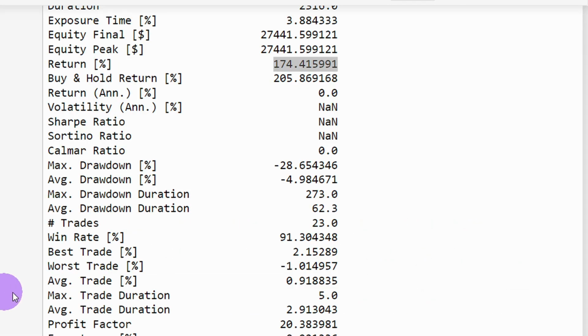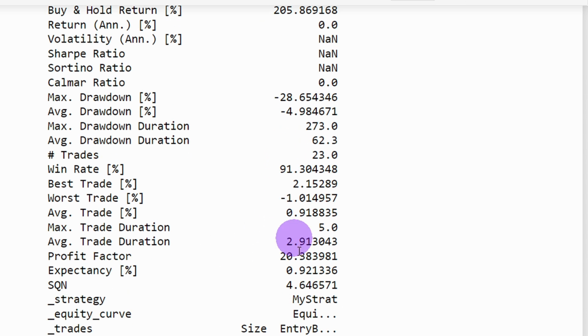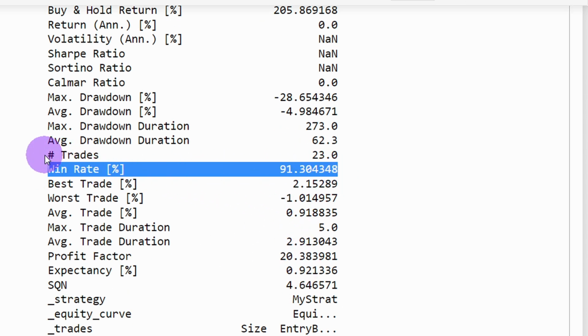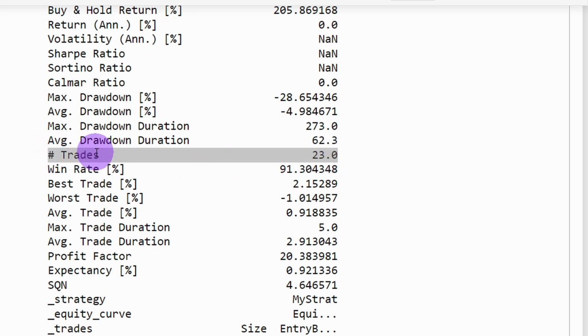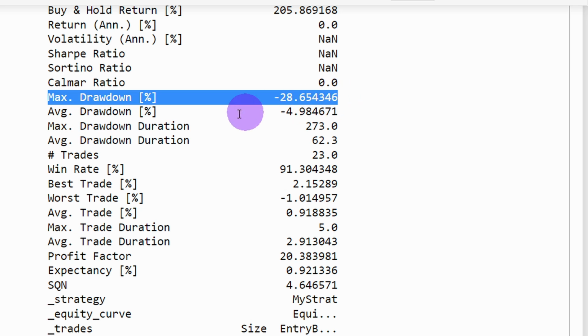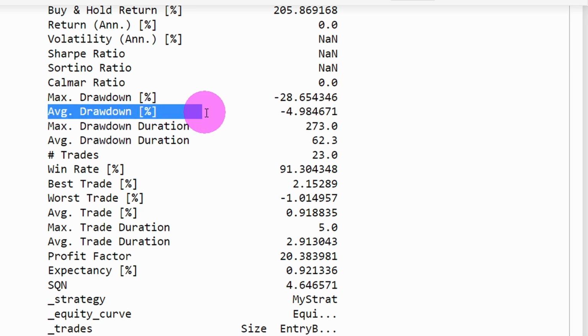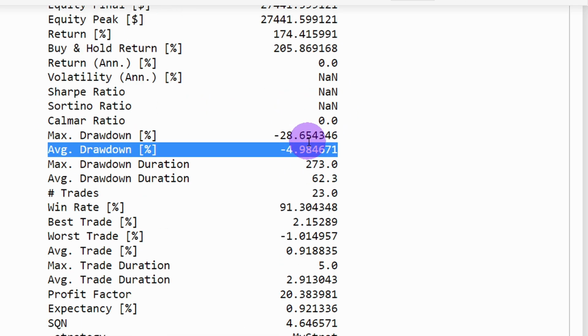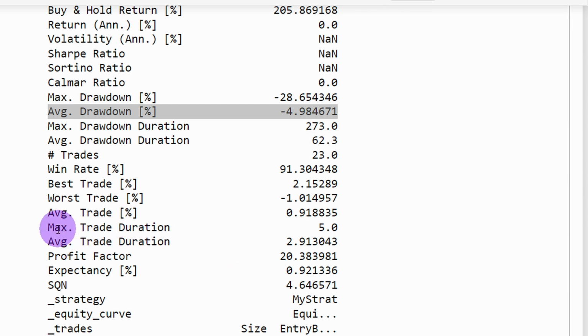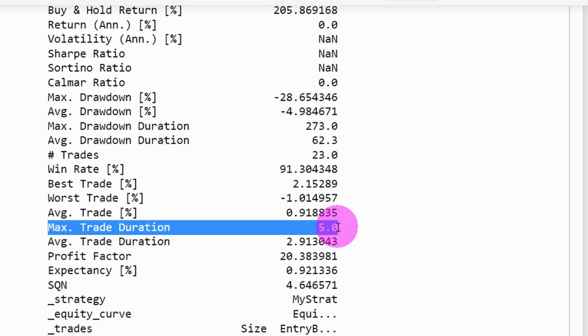Statistics are the following. We have around 91% of win rate. And in total, we have 23 trades. The maximum drawdown is 28%, which is not ideal. And the average drawdown percentage is -5%. The interesting part is that we have a maximum trade duration of 5 days, so 5 candles. This is good. And the average trade duration is around 3 days.